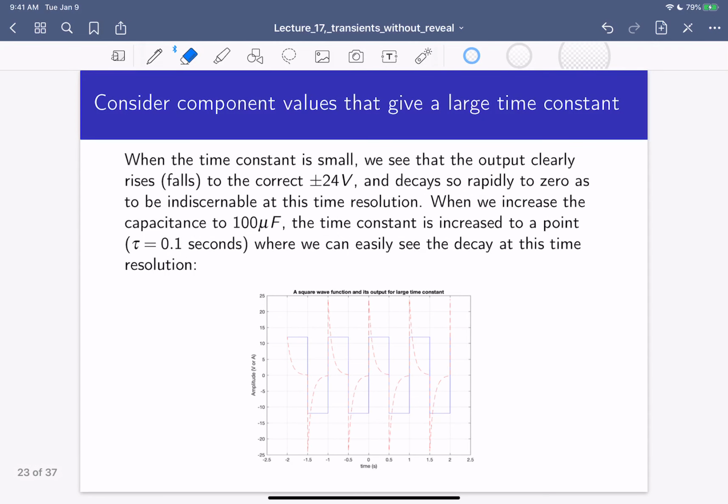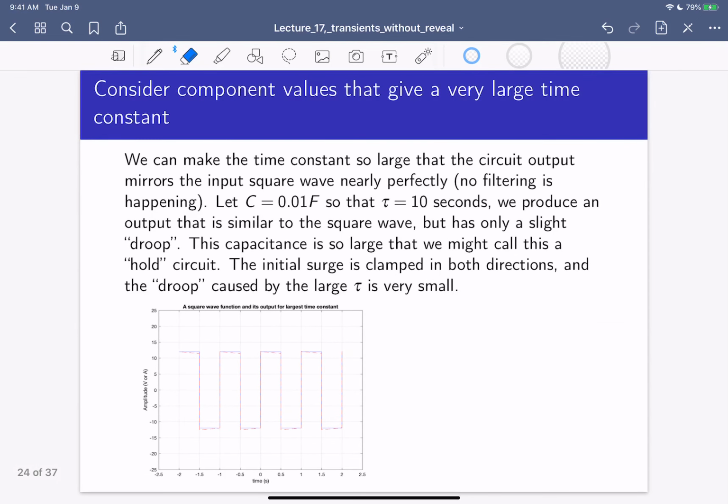We can look at a higher time constant by increasing the capacitance to 100 µF. Now the time constant will be equal to 1/10 of a second. At this time constant, we can easily see the decay at this time resolution. We can also consider a value of 0.01 farads that gives us a very high time constant of 10 seconds. When we look at this, we see that the droop is almost imperceptible, and we basically have a hold circuit.